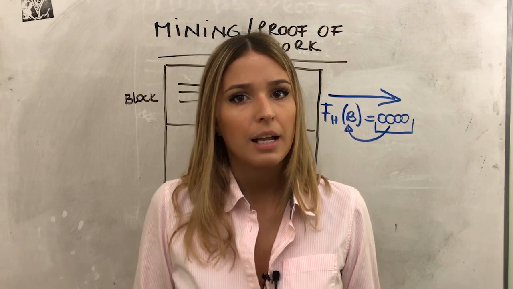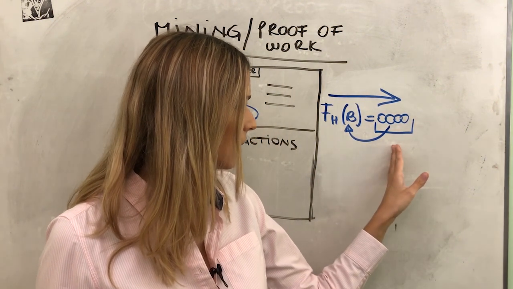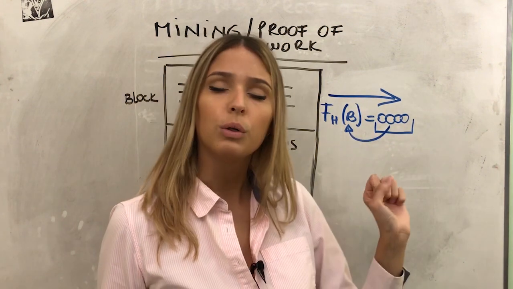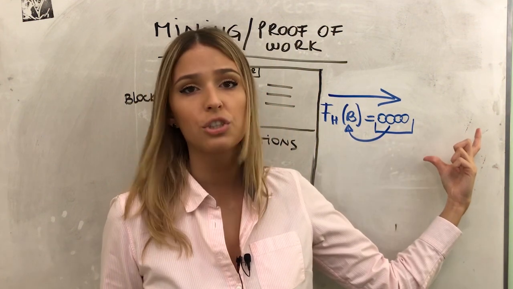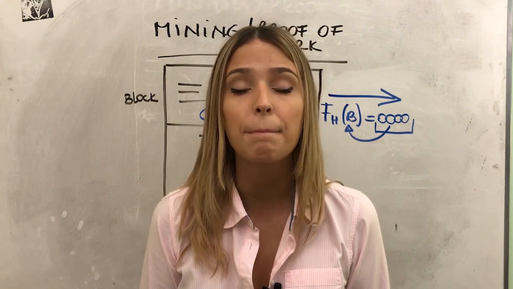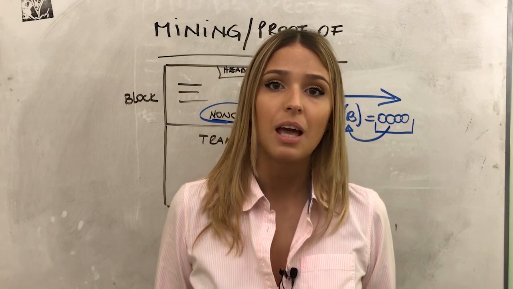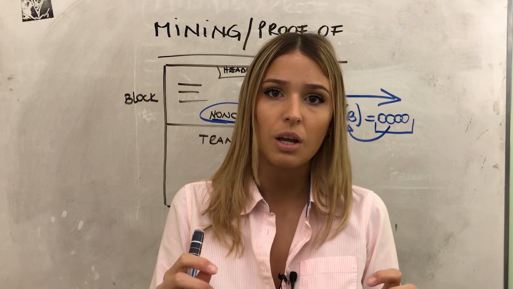All right? Let's go back for a second to the hash functions. We know that the hash has to start with a certain amount of zeros, and the more zeros we have at the beginning of a hash, the more difficult it is to mine a block. And a block is always going to be produced every 10 minutes. That is the target time in which it has to be produced.